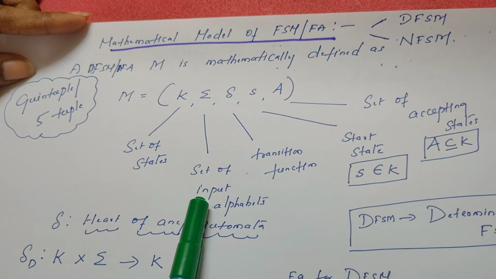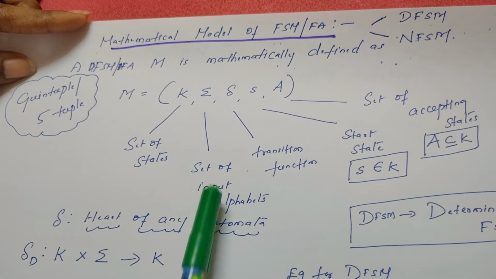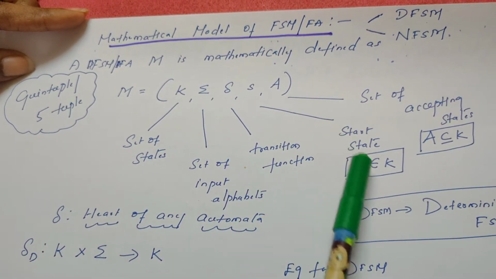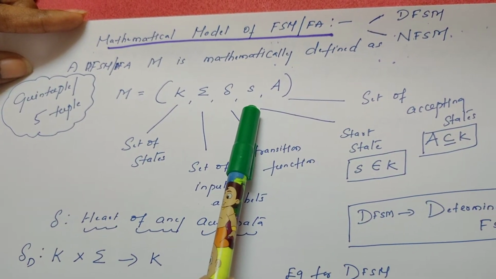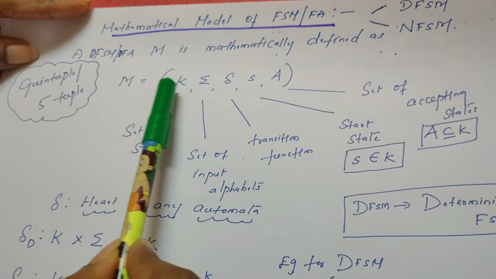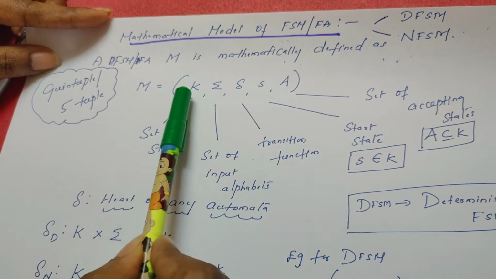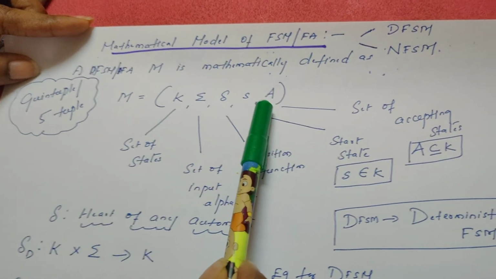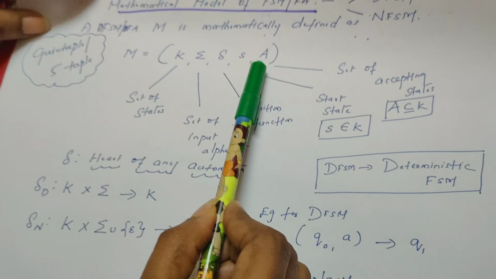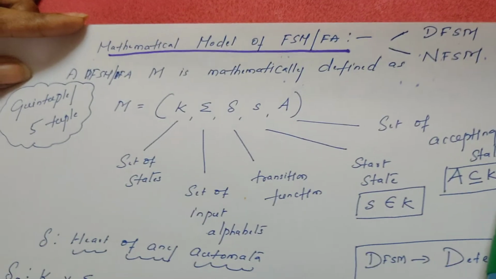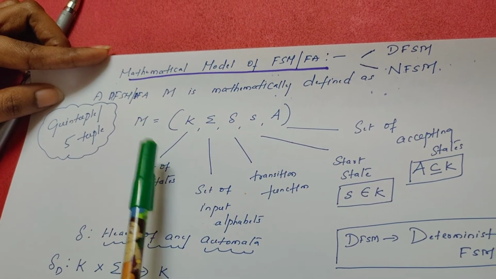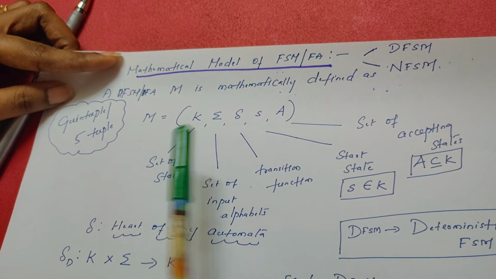Sigma is the set of input alphabet or input symbols. Delta is the transition function. s is the start state, and the start state is always only one for a machine. The start state belongs to this K. The start state is a member of this set. A is the set of accepting states. It means there can be more than one accepting state. A is a subset of K. So with these 5 pieces of information, we are able to define the finite state machine mathematically.